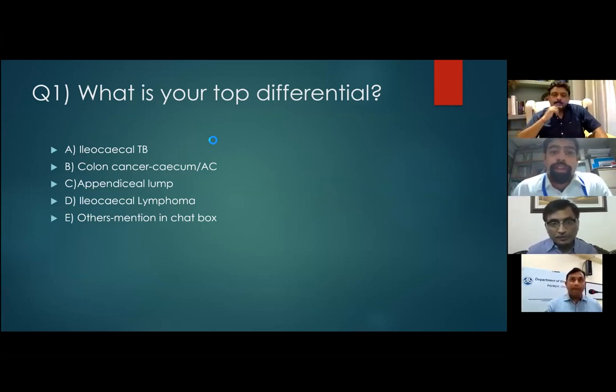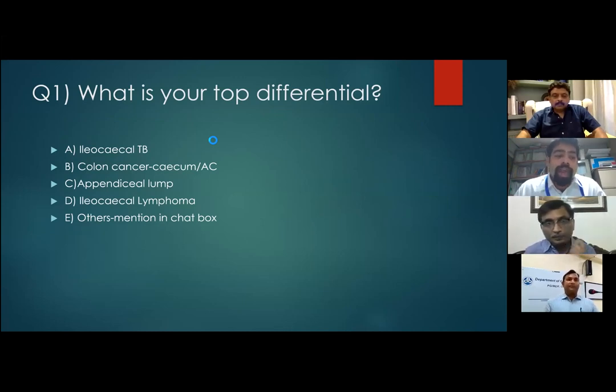These are the 4 differentials. What is your top differential? You have to choose. First, A, ileocecal TB. B, a colon cancer arising from the ascending colon or caecum. C, an appendicular lump. D, ileocecal lymphoma. And others, since we have only 4 voting options, you can choose and mention in the chat box if you like.